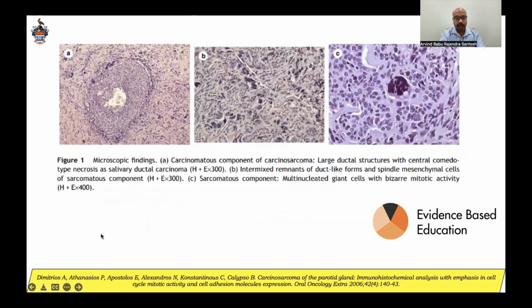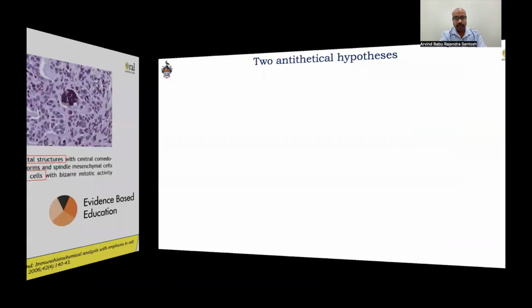So this literature is taken from a publication by Dimitris et al. And you can see the histological picture here. In this area, you see a carcinomatous component of large ductal structure, and the sarcomatous component showing multinucleated giant cells here. So you have both carcinomatous and sarcomatous components in one single tumor, and that is why we call it a biphasic tumor here.